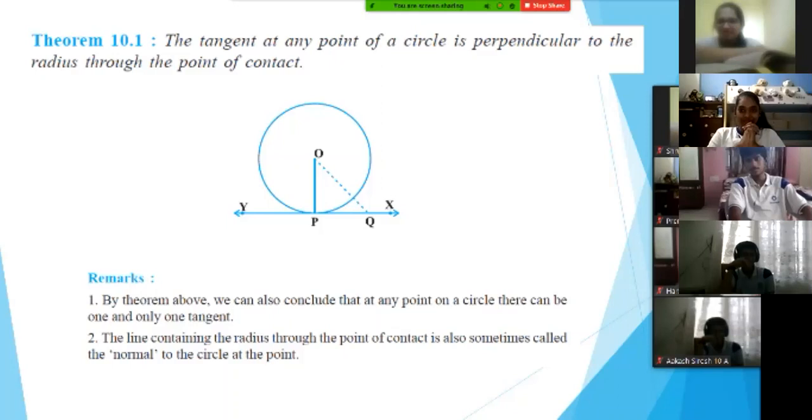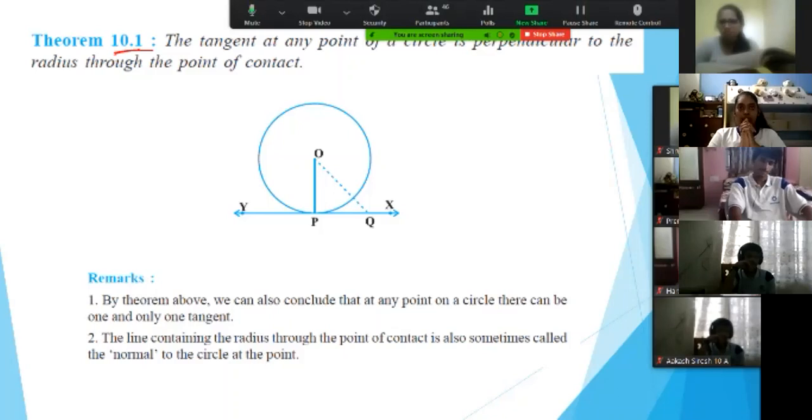Fine. Now this theorem is to be proven. It is there in your syllabus. I hope you children have downloaded what is deleted and what is to be proved. Right? Yes, ma'am. And as I'm proceeding, I'll take care of that. The tangent at any point of a circle is perpendicular to the radius through the point of contact.